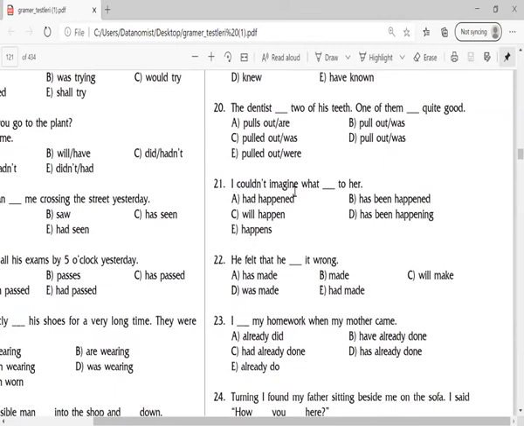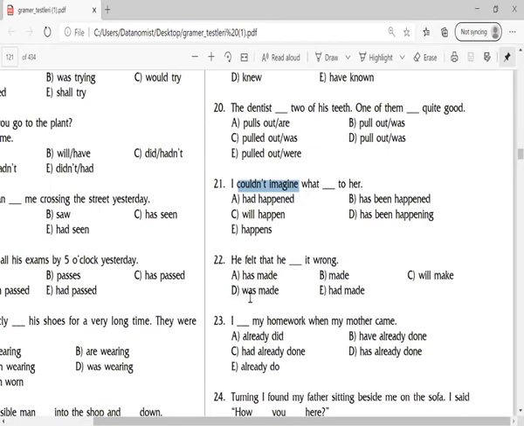I could not imagine what dash to her. Now I'll search for the time. Which word is giving you time? Either it should be an adverb, right, or phrase or clause, but there is one verb. This is my indication of the time: could not imagine. So obviously past. So dash to her. I could not imagine. I am talking about some action before could not imagine. So I could not imagine what had happened to her. That is the right one.